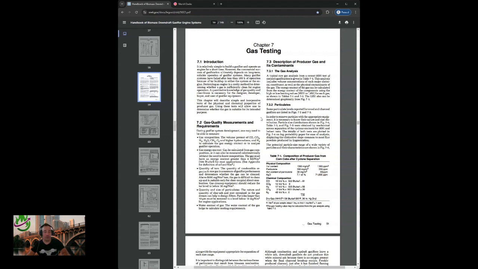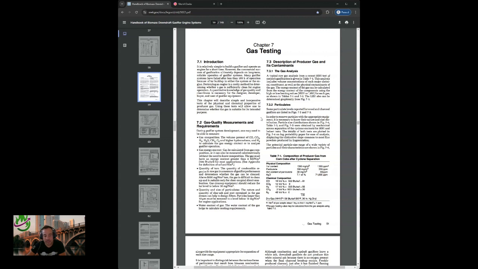Quantity of tars. The quantity of condensable organics in raw gas is a measure of the gasifier performance and determines whether the gas can be cleaned. Above 5,000 milligrams per normal cubic meter of tars, the gas is difficult to clean up and is suitable only for close coupled direct combustion. Gas cleanup equipment should reduce the tar level to below 10 milligrams per normal cubic meter.